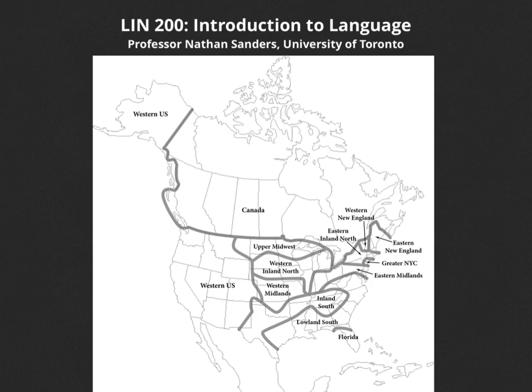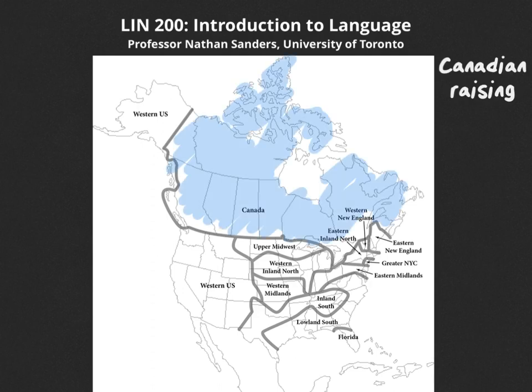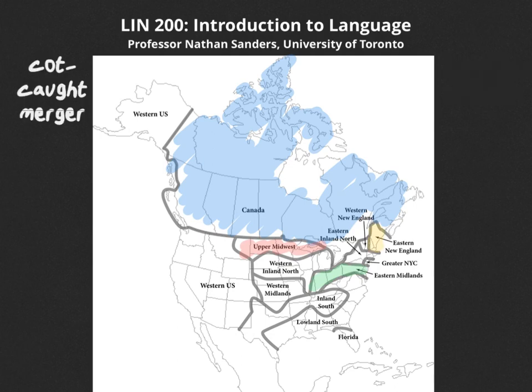We've already talked about Canadian raising, which, unsurprisingly, is found in Canada, but it's also found in parts of the United States, such as the Upper Midwest, the Eastern Midlands, and Eastern New England. We've also talked about the cot-caught merger, where the words cot and caught are pronounced the same. This can be found throughout Canada and the western United States, as well as other parts of the United States, such as the Upper Midwest, the Eastern Midlands, Eastern New England, Florida, and the South.